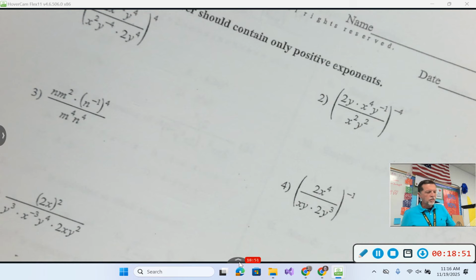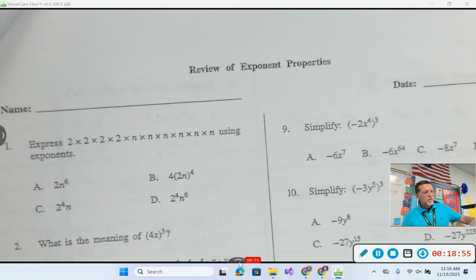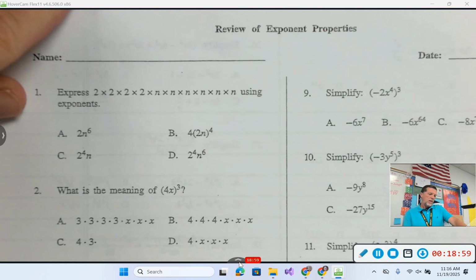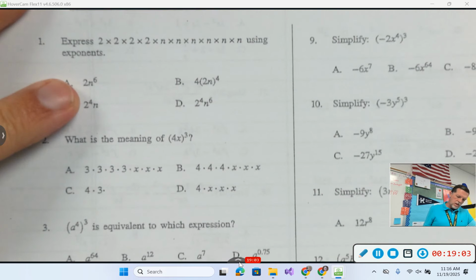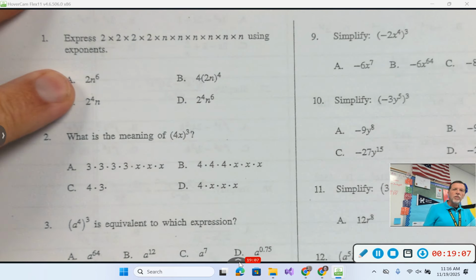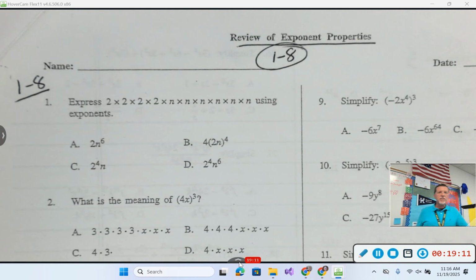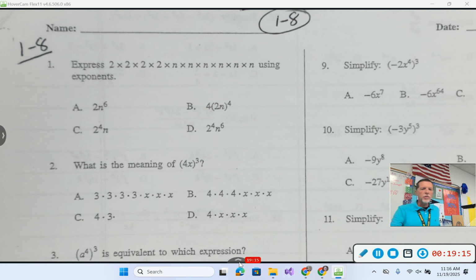Okay, this worksheet looks terrible. We'll come back to it in a moment. Pass on that. Go to review of exponent properties, the next one. And I want you to try 1 through 8. Oops, put that where you can see it. So the next worksheet is that review of exponent properties. Try 1 through 8.